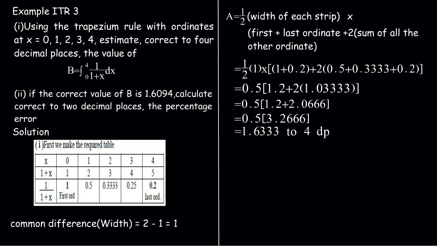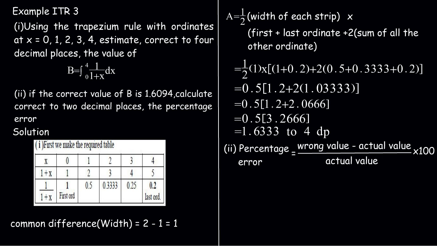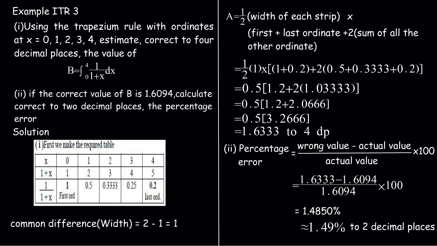Now for the second part of our question, our percentage error will be equals to the wrong value minus the actual value divided by the actual value times 100, which should be equals to 1.6333 minus 1.6094 divided by 1.6094 times 100, which should be equal to 1.4850%, or approximately 1.49% to 2 decimal places.